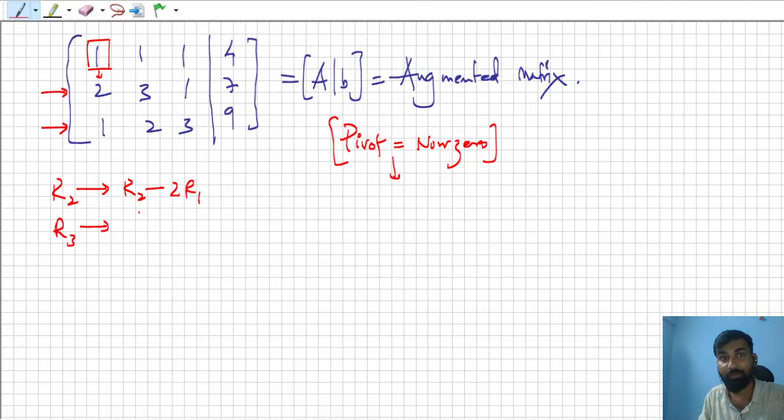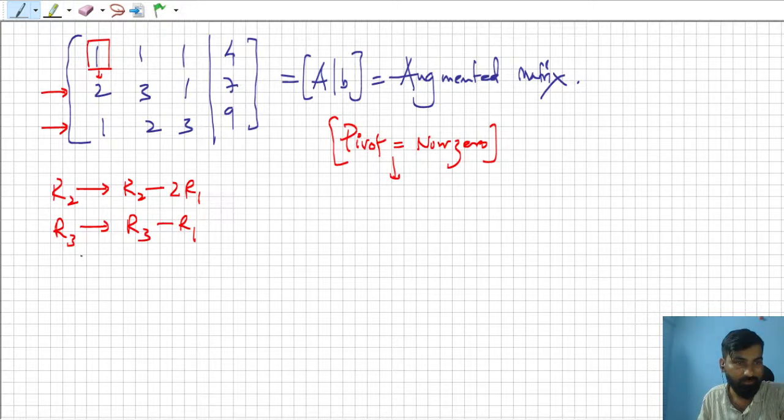R3, on R3 we are applying a row operation. That's why I'm writing R3 here, and you have to write R3 minus R1. You don't have to multiply with any scalar constant because it is 1, and 1 minus 1 is 0. Cool. So now can we make that 0 here?